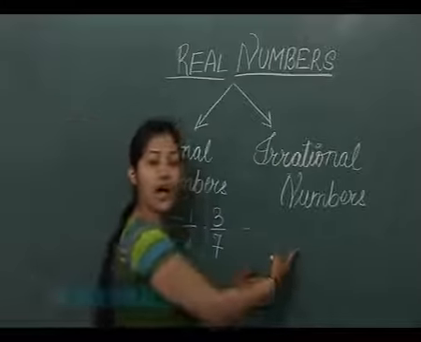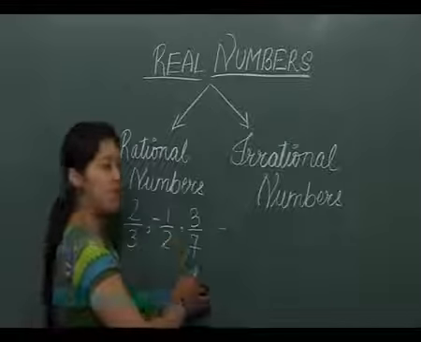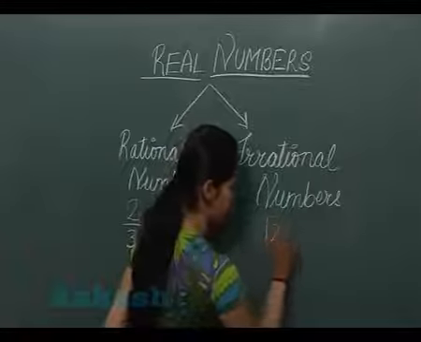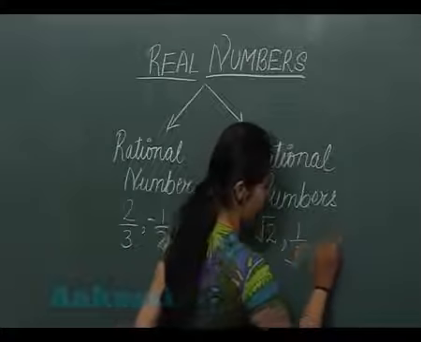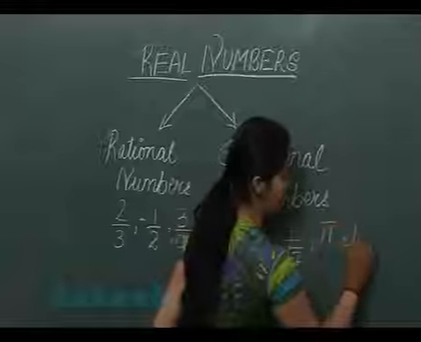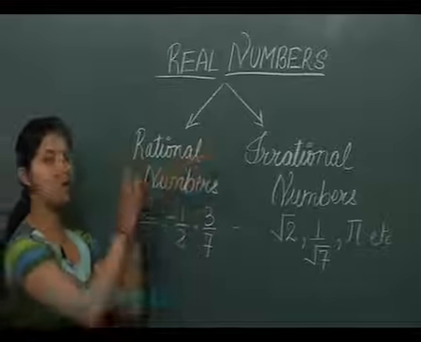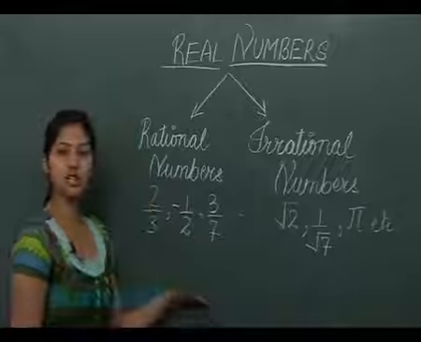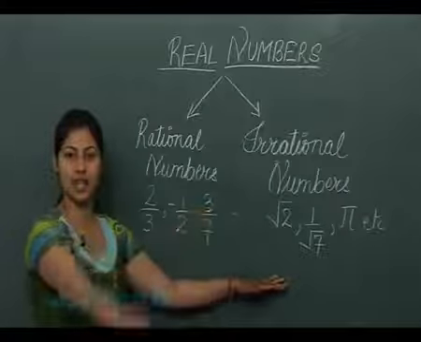And what about irrational numbers? Numbers which are not rational numbers are irrational numbers, like root 2, 1 by root 7, pi, etc. So, real numbers have been divided into two parts. One is rational numbers, and the proper definition of rational and irrational numbers we'll study later in this chapter.